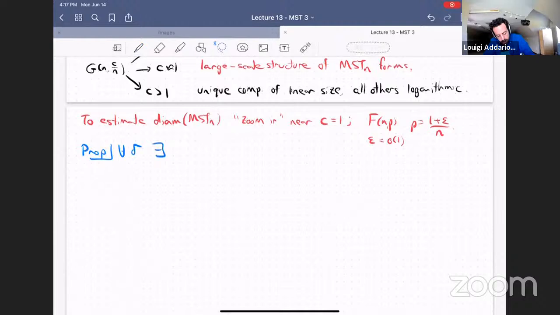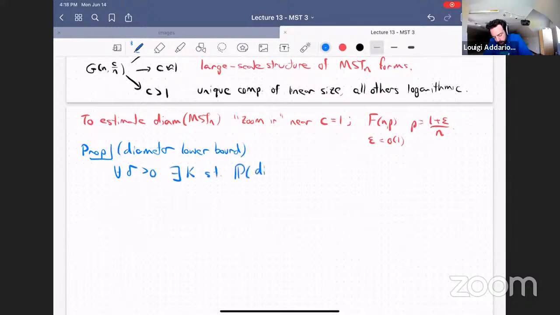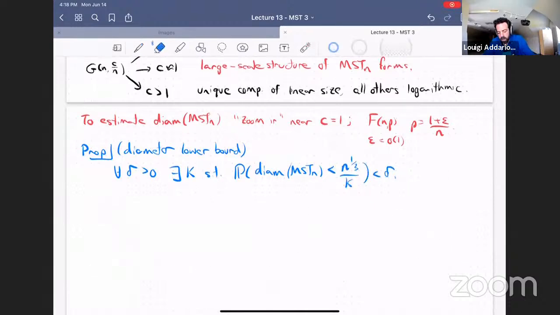This is the diameter lower bound. For any positive delta, we can find a k such that the probability that the diameter is less than n to the third over k is less than delta. So that says that the diameter is at least of order n to the third in probability. We'll prove this just by looking at what happens for epsilon equals zero.